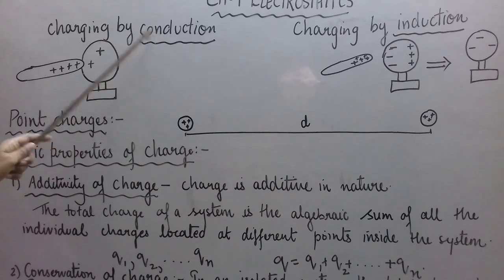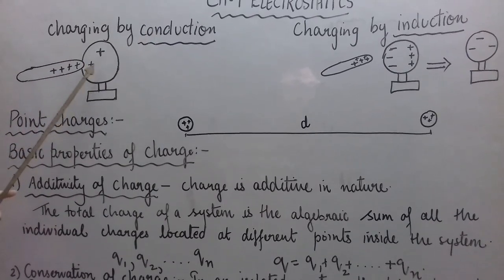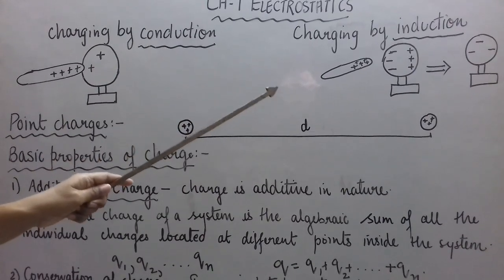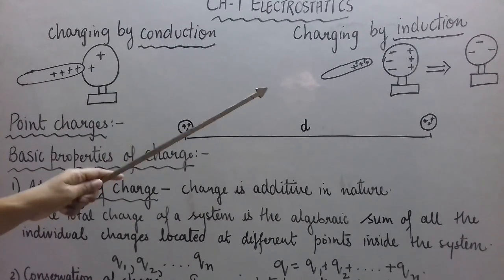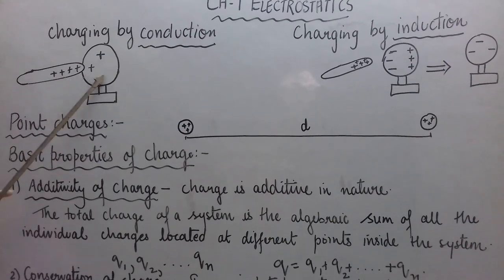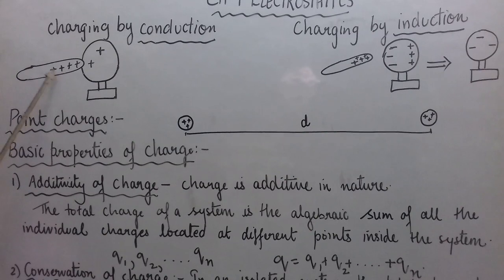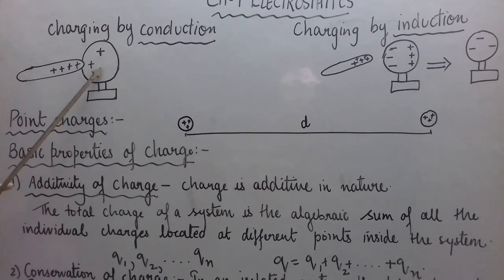One, that this is conduction, so the glass rod has to be in contact with the metal sphere. In charging by induction, there is no physical contact between the metal sphere and the glass rod. The glass rod is placed close to it. Second difference is, in this case, the metal sphere has acquired the similar charge as that of the charging body. So positive charge glass rod has given positive charge to the sphere.